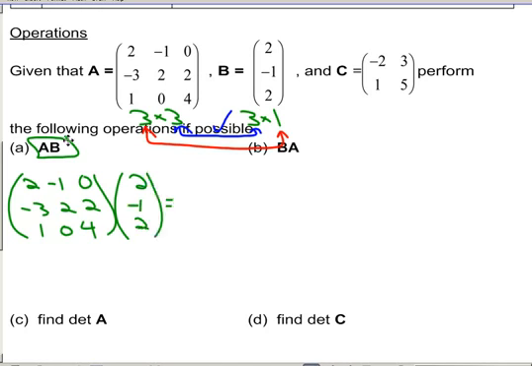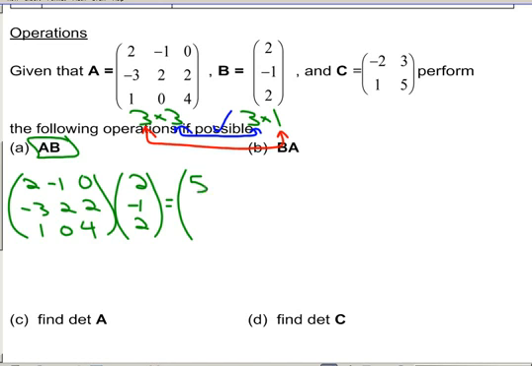And my process is multiply across the first row and down that first column, first and only column of the second one. So we're going to have 2 times 2, that makes 4, plus negative 1 times negative 1, so that would be 4 plus 1 now, plus 0 times 2, which is 0. So we've got 4 plus 1 plus 0. That in turn is going to give us 5 for the first entry in our matrix that is the product of these two.